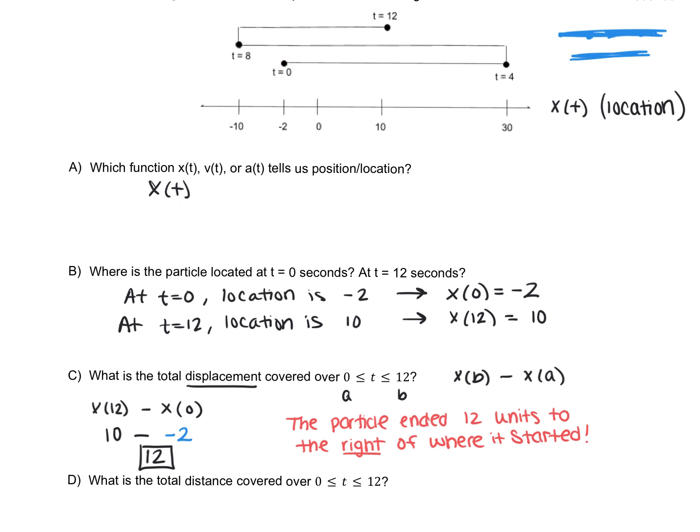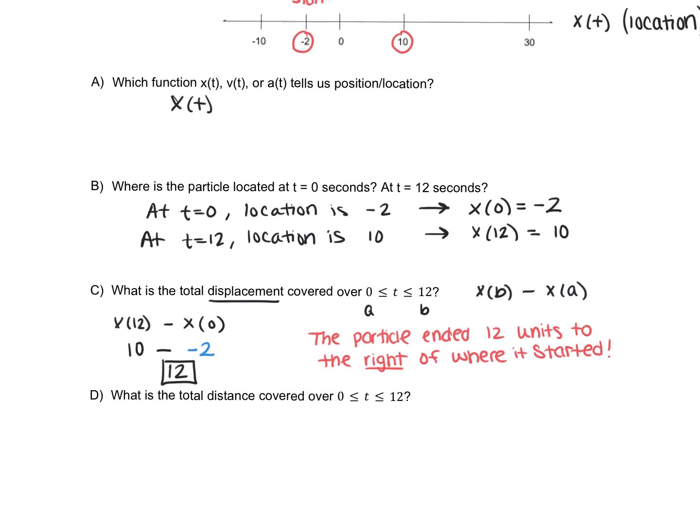At time equals 0, I'm at -2, and at time equals 12, I'm at 10. So do you see how this is where the particle started, and this is where the particle ended. So clearly, from the start, -2, to the end, 10, there's 2 units from -2 to 0, and 10 units from 0 to 10. So this total distance here is 12. So it ended 12 units to the right of where it started.